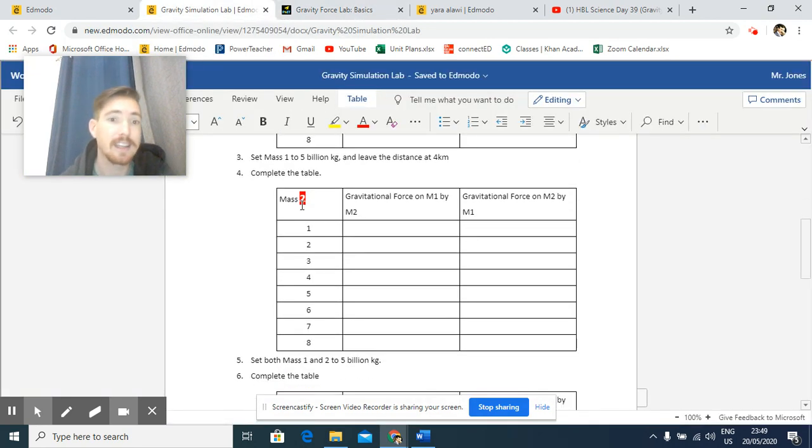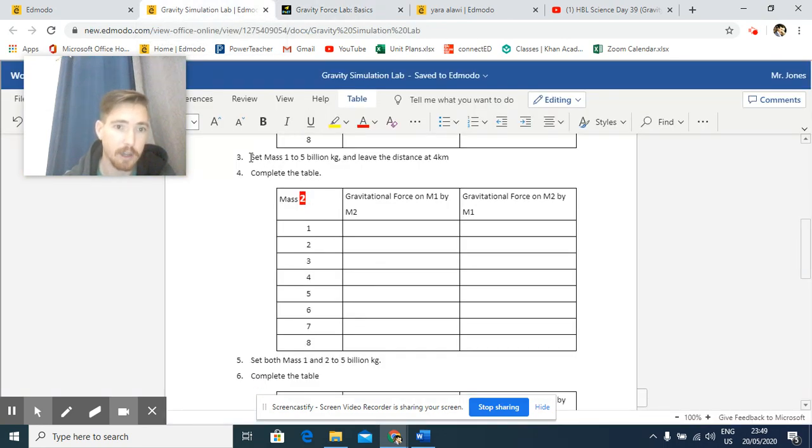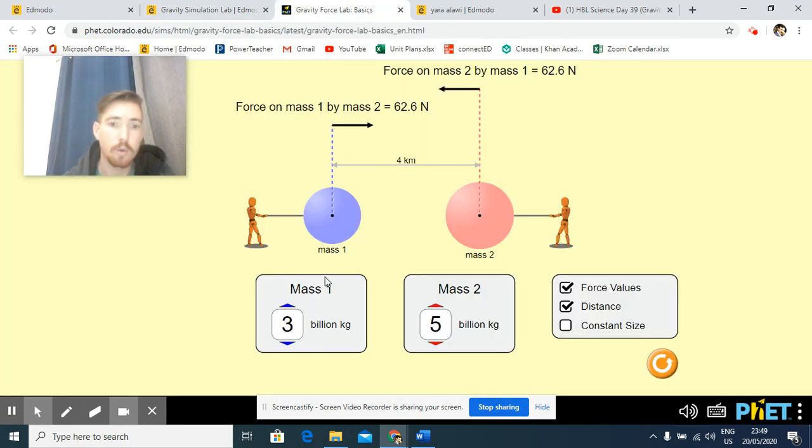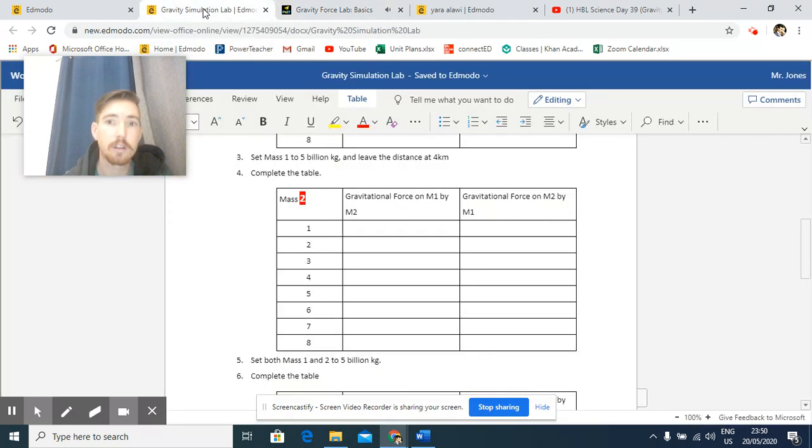And then we go to table 2. Now, mass 2 is going to become our independent variable. Gravitational force is going to remain the dependent variable, but now our constant variable is going to be mass 1. So step 3 is set mass 1 to 5 billion kg and leave the distance at 4 kilometers. So we set this mass 1 to 5, and we can bring this down to 1. So when mass 2 is set to 1, then we're going to type in the gravitational force, which is going to be 20.9 and 20.9, all right?